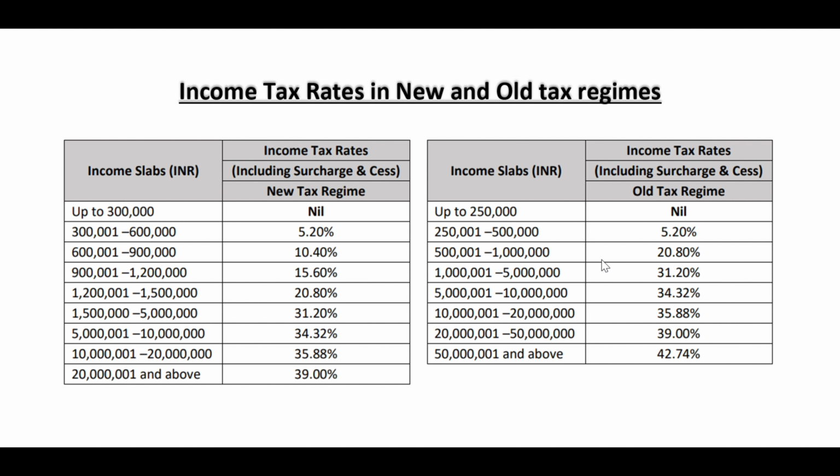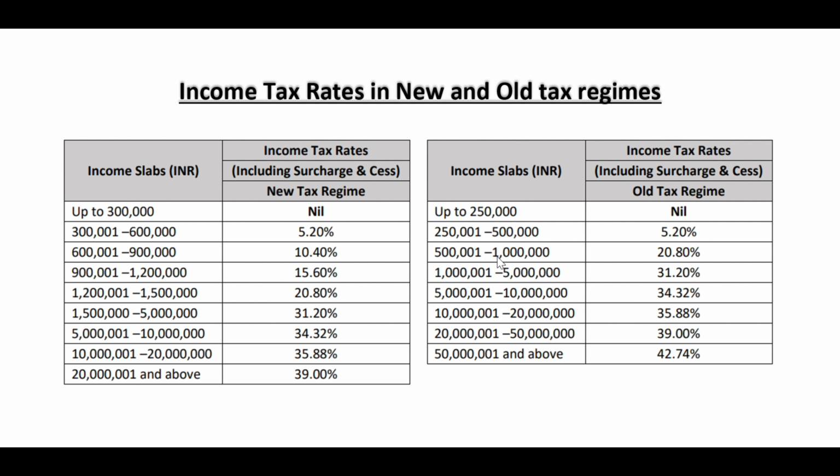When we come to the old tax regime, in the right hand side of the table, up to 2.5 lakhs the tax is nil. From 2.5 to 5, it's 5.20%. It is always the same when compared to the new tax regime in the left table. From 5 lakh to 10 lakh, it's 20%. It's huge, right? In the new tax regime, you will be paying less tax if you fall in the bracket of 6 lakh to 9 lakh.